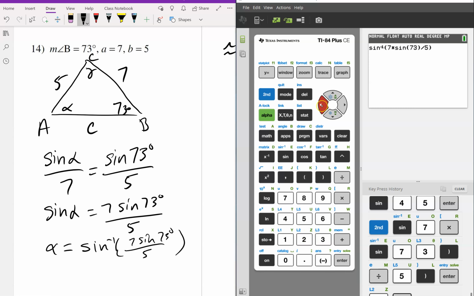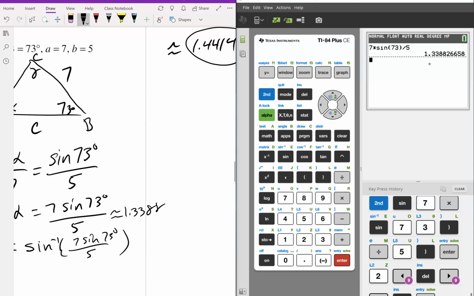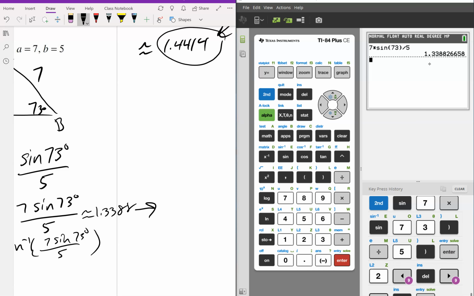Well, let's go back in here and delete this out and just do this part. Do what's on the inside of the sine function. I get 1.3388. So really, at this point, we had 1.3388. So it says the sine of an angle is something bigger than 1, which can't happen. So as soon as we get to this point, we know there is no triangle, and we're done. That's the whole problem.